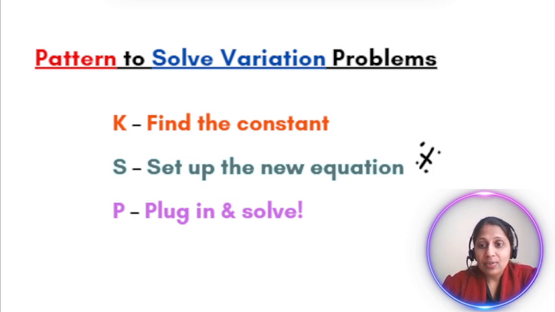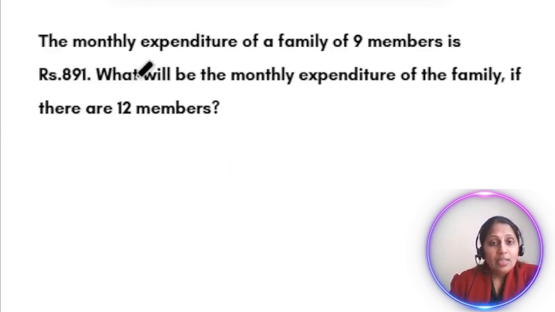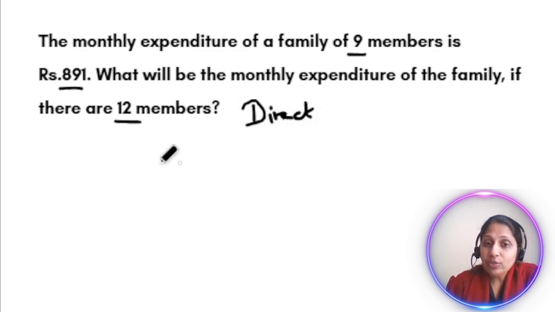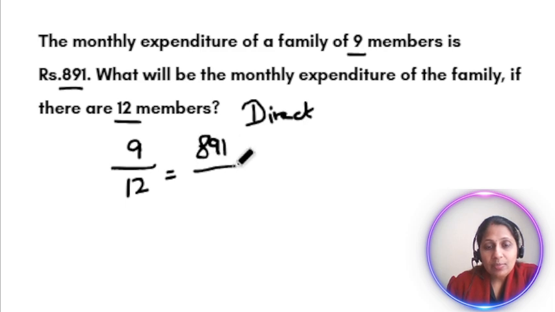Okay, so now let's see this with an example. The monthly expenditure of a family for 9 members is 891. What will be the monthly expenditure of the family if there are 12 members? So 9 members use 891. With 12 members, obviously, the expense will increase. So this question is directly related. So we know the relation that 9 by 12 equals 891 by x. We don't know x, so let's keep it as x.